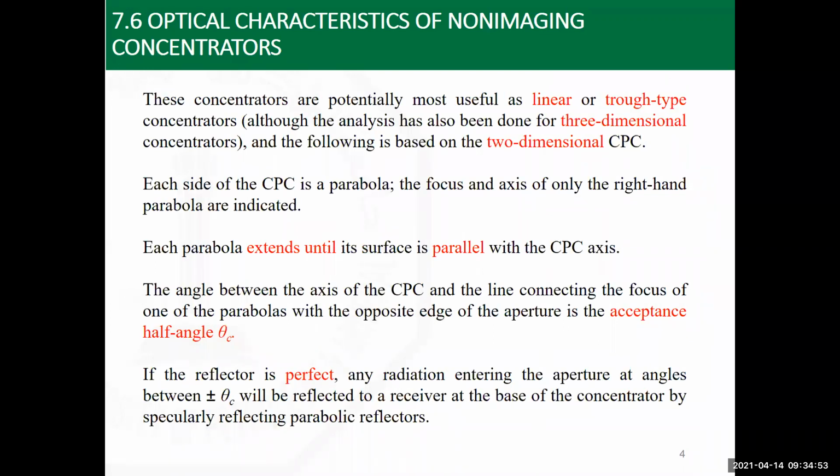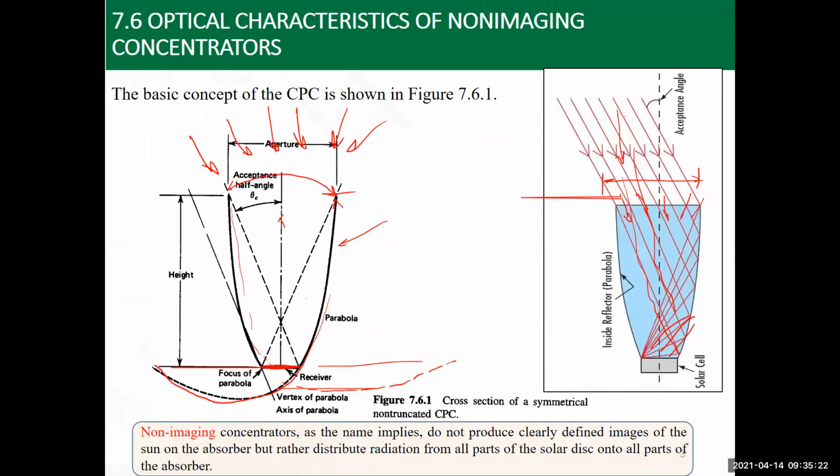So these concentrators are potentially useful as linear or trough type collectors. The following analysis that we're going to do is basically considering two-dimensional compound parabolic concentrators. Each side is a parabola, as I just mentioned, and we are combining two types of parabola in a special way, so that at the end it looks like a barrel, as you can see here.